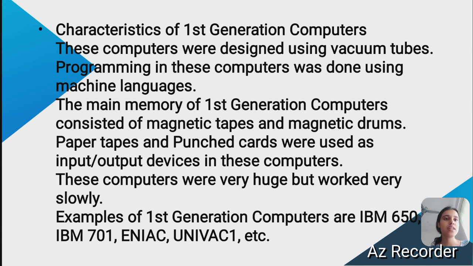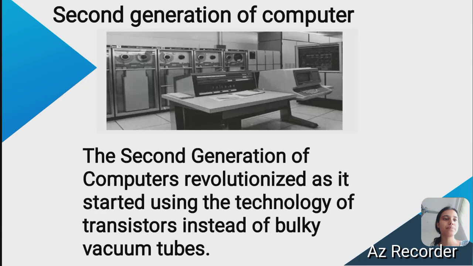These computers were designed using vacuum tubes. Programming in these computers was done using machine languages. The main memory of first generation computers consisted of magnetic tapes and magnetic drums. Paper tapes and punched cards were used as input or output devices in these computers. These computers were very huge but worked very slowly. Examples of first generation of computers are IBM 650, IBM 701, ENIAC, UNIVAC C1, etc.